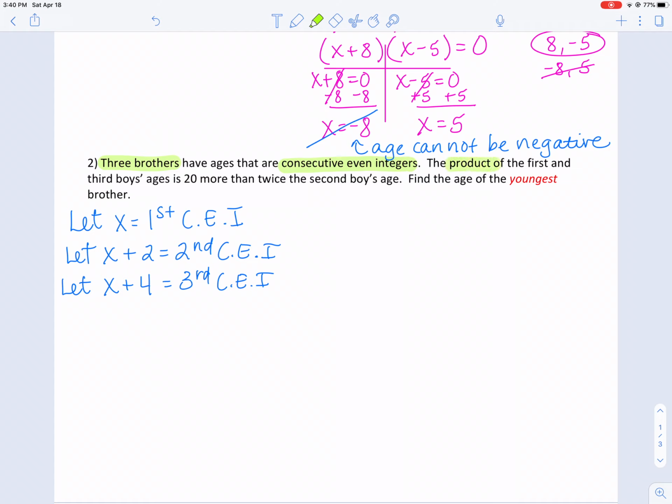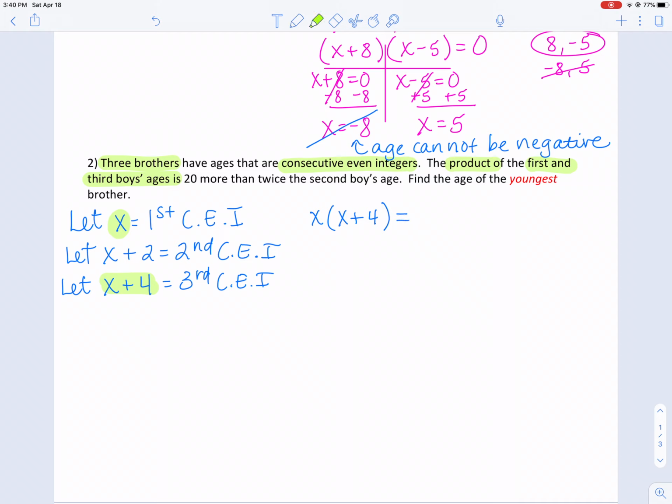It says the product, multiplication, of the first and the third boys' ages. Okay, so let's show that. The product of the first, x, and the third, x plus 4. So x times x plus 4. The product of the first and third boy's age equals.